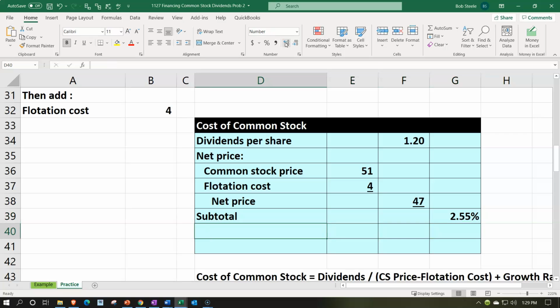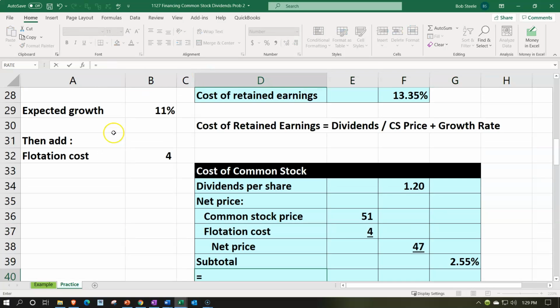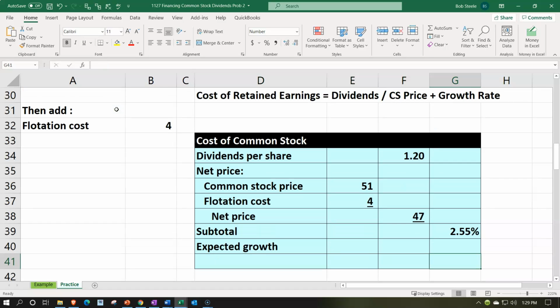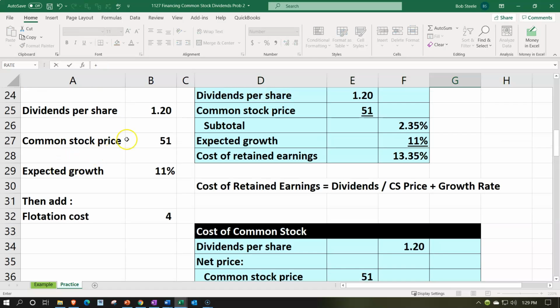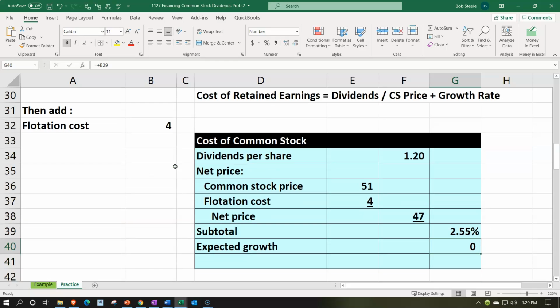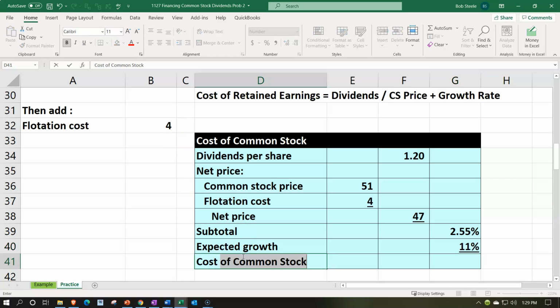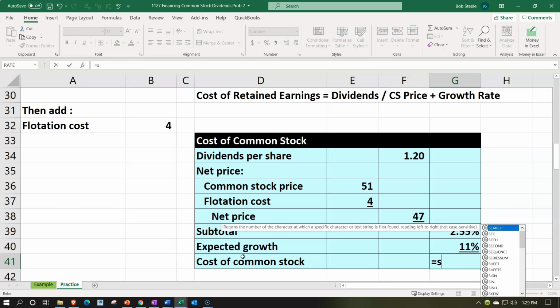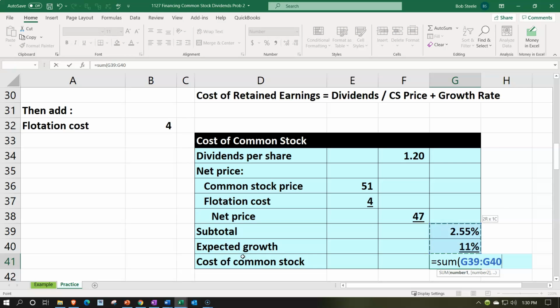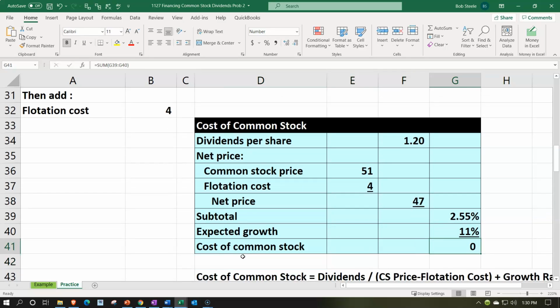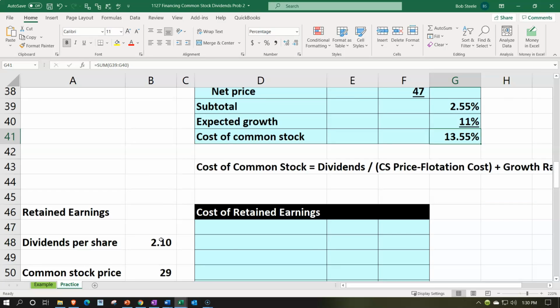And then we have to add to that the expected growth rate, just like before, which is 11. So I'm going to say 11%. And then font group, percent, font, underline, and that's going to be the cost of common stock. A trusty sum function, equals SUM of those two numbers, making them into a percent, number group, percent, adding a couple decimals. We're looking at 13.55.